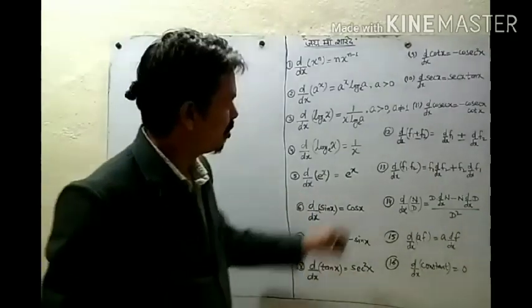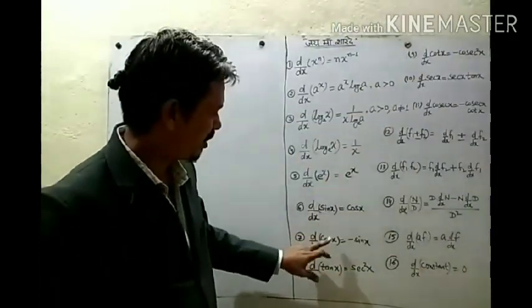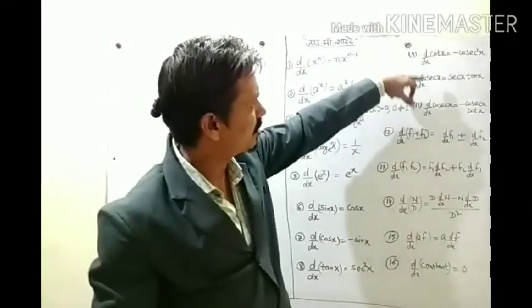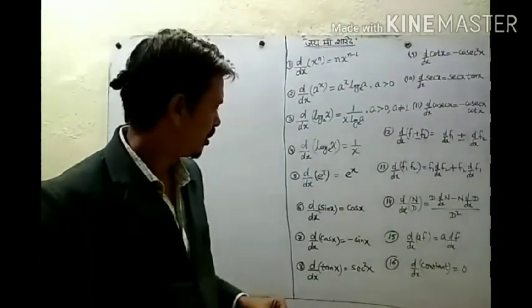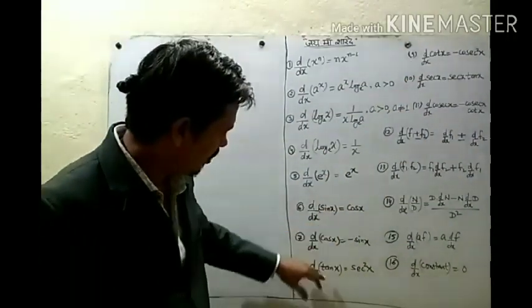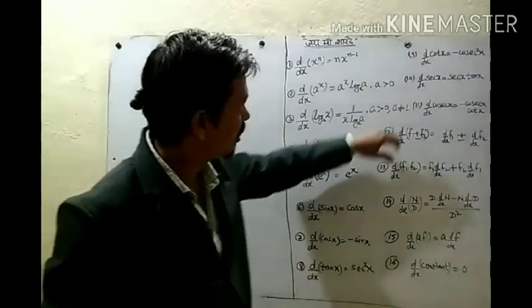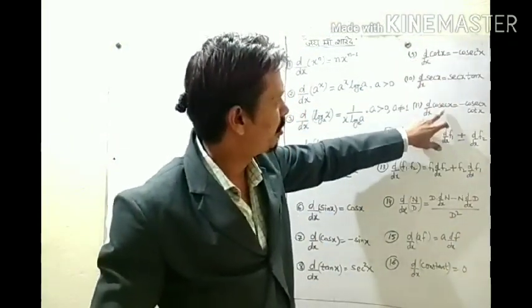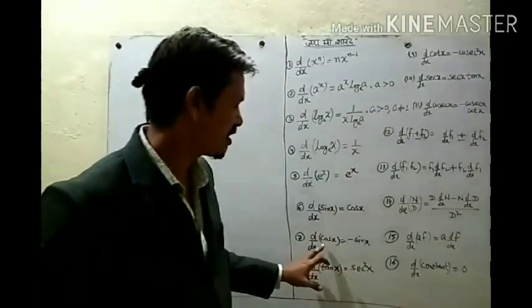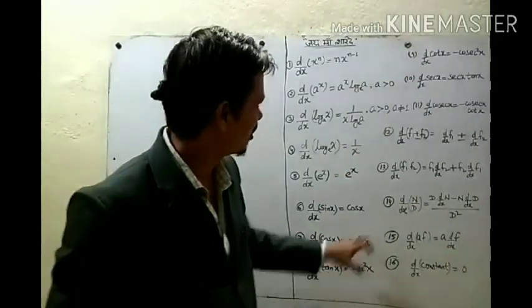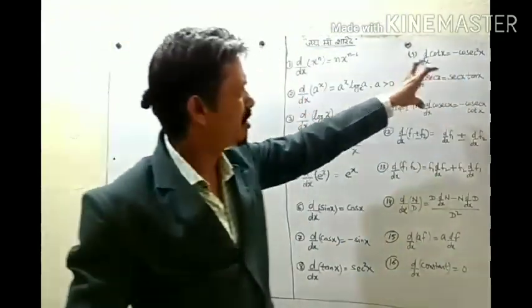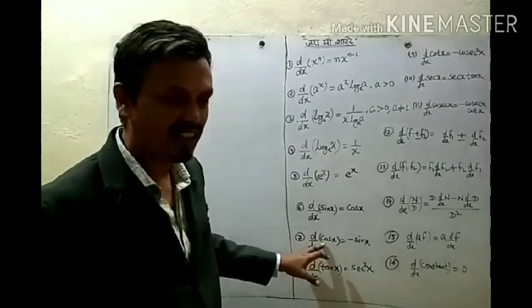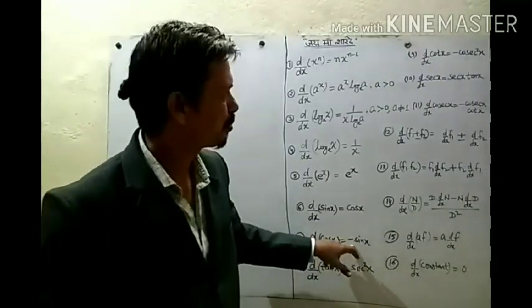Then derivative of trigonometric functions: derivative of sine, cos, tan, cot, sec, cosec. If you observe, derivative of cos, derivative of cot, derivative of cosec, all these three start with c and their derivatives are negative. So all the trigonometric functions that start with c have negative derivatives.